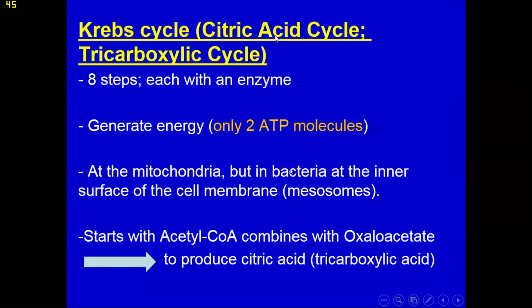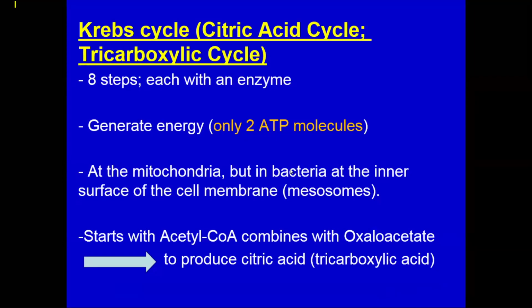The Krebs cycle is also called the citric acid cycle, or the tricarboxylic cycle, another name. It's 8 steps. In glycolysis, we said 9 steps. Each step has a specific enzyme. How much energy do we get from the Krebs cycle? Only 2 ATP molecules will be generated.